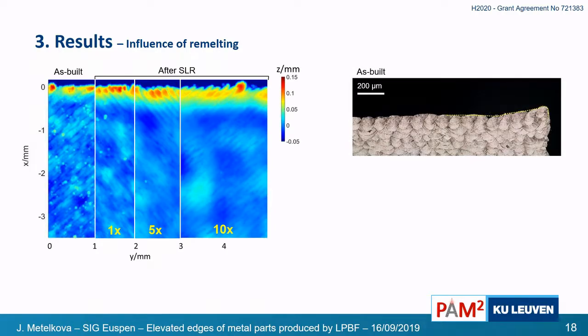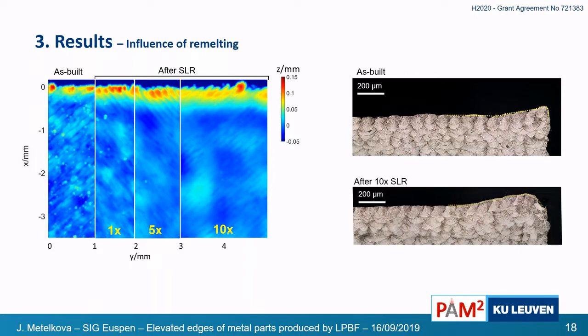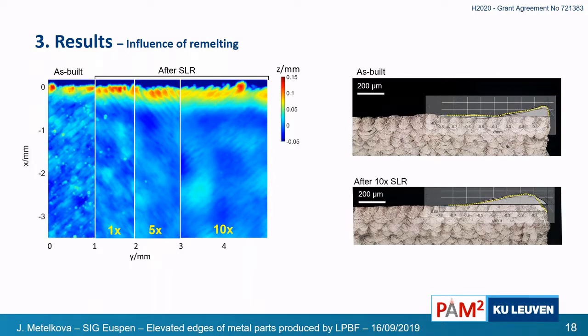And if we have a look at the metallographic cross-section, you can see this is the as-built state, so quite a sharp edge at the end. And this is the shape after the 10 times remelting. And if we compare this to the mean profile that we have generated, you can see that the shapes are actually quite closely matching. So you can observe that the main volume is shifting from the edge only a bit towards the central part of the part.